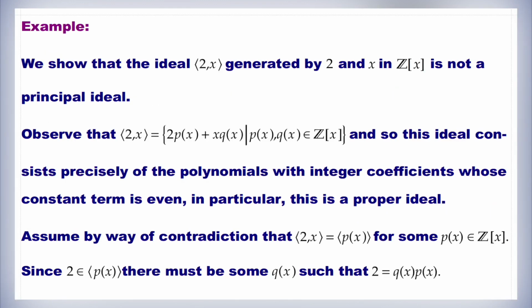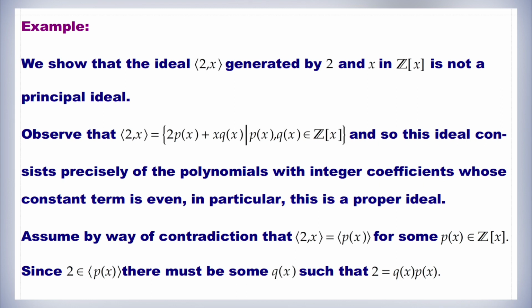For example, we shall show that the ideal generated by 2, x, which is generated by 2 and x in Z[x], is not a principal ideal. Observe that the ideal generated by 2, x is equal to the set of all 2p(x) plus xq(x) such that p(x), q(x) belong to Z[x], and so this ideal consists precisely of the polynomials with integer coefficients whose constant term is even. In particular, this is a proper ideal.